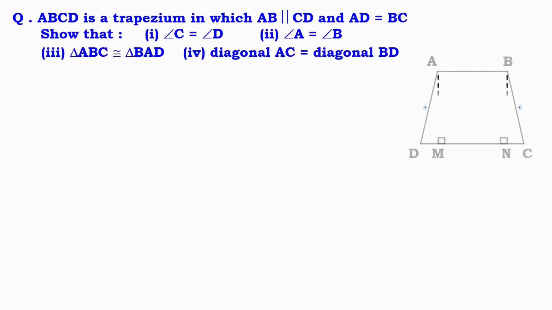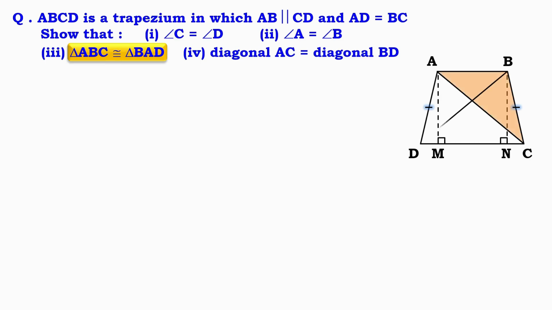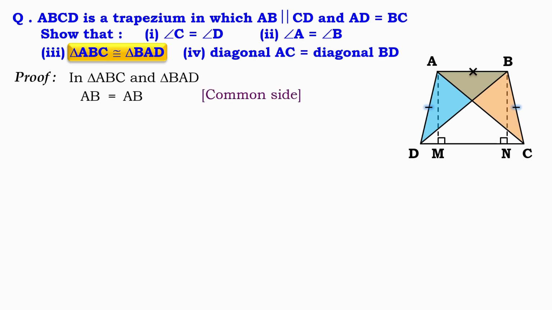Now let's take a look at part 3. That is, triangle ABC is congruent to triangle BAD. So for triangle ABC, we need to join the line AC over here, and for triangle BAD, again we need to join the line BD over here. These two triangles are congruent. So in triangle ABC and triangle BAD, let's take a look.